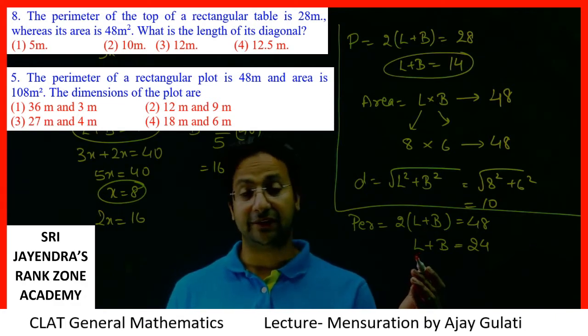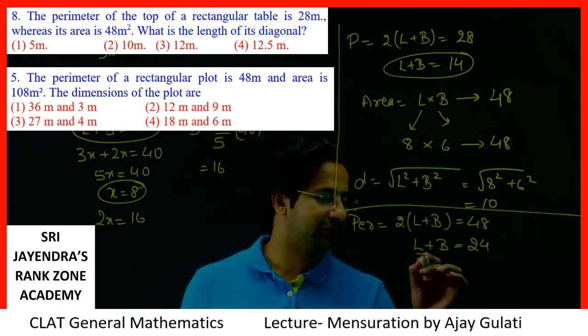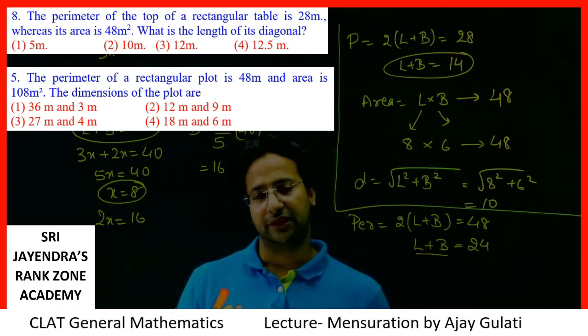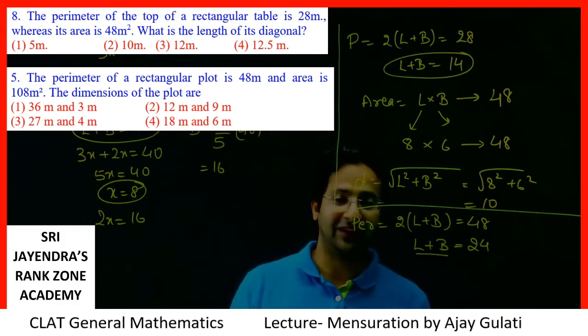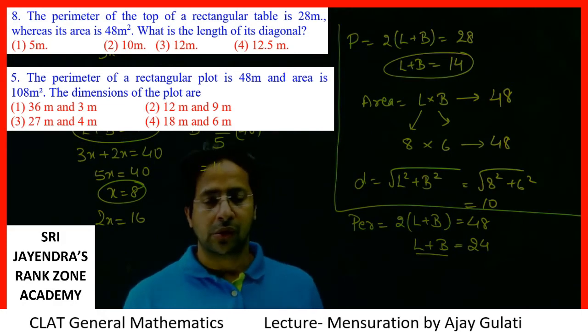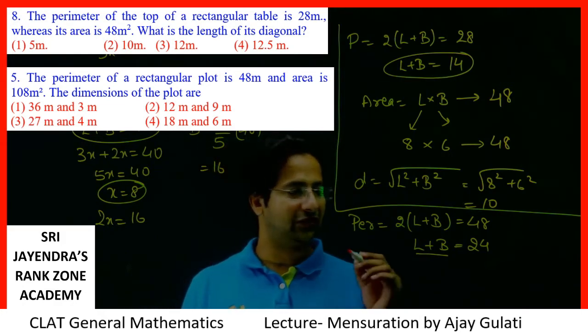First option, the length itself is 36. Is it possible if the sum of two things is 24? Then both the things will be less than 24. Option 3 also rejected. Why? Because length is 27. Option 2, 12 plus 9. That is not at all possible.